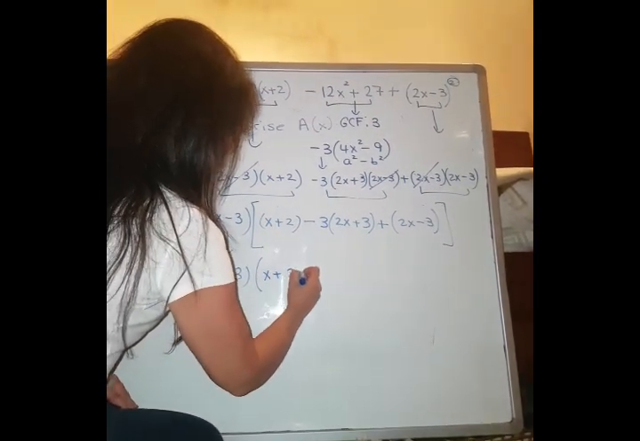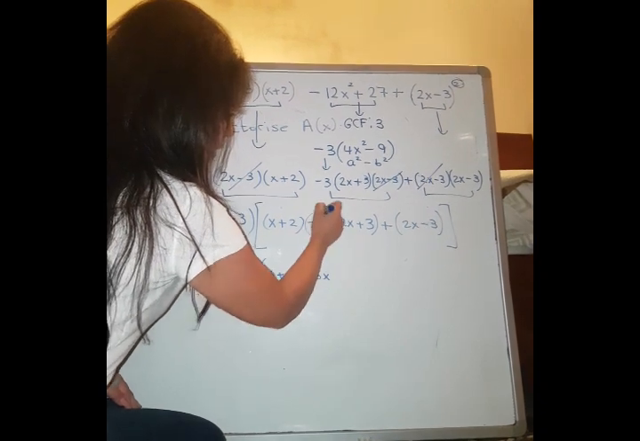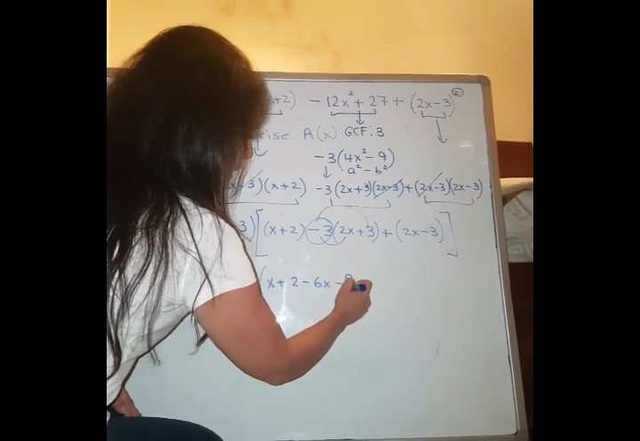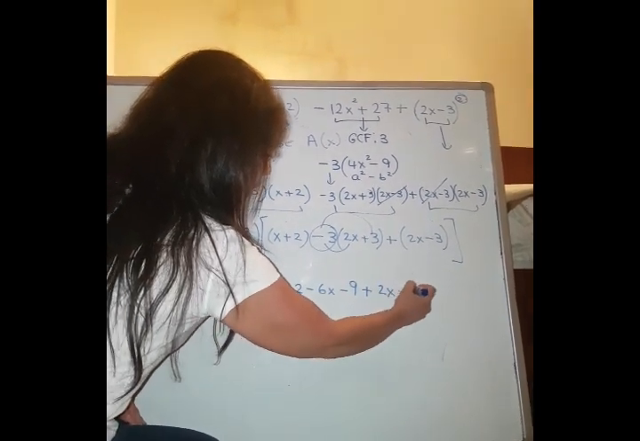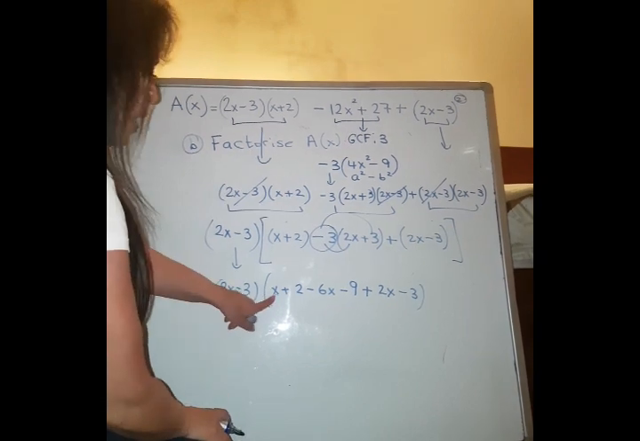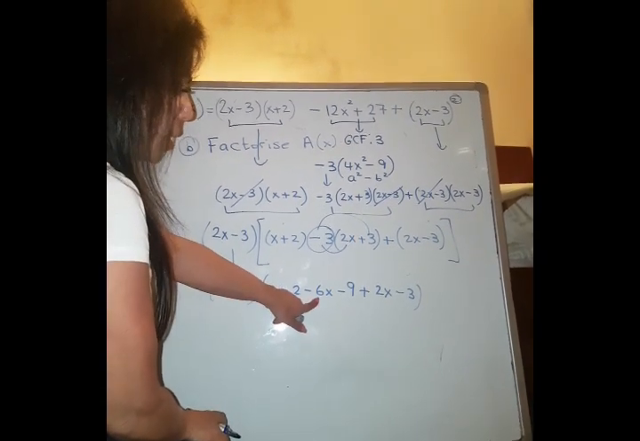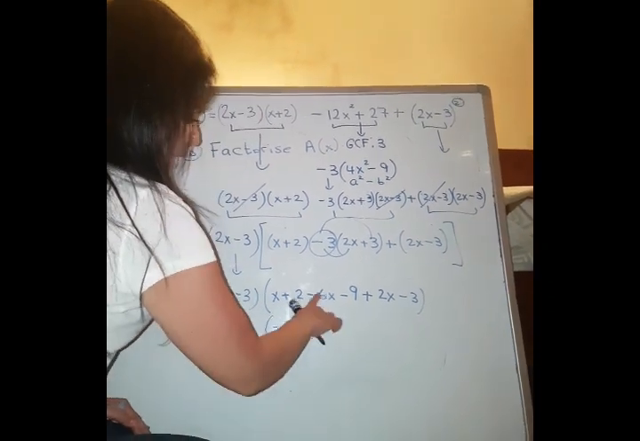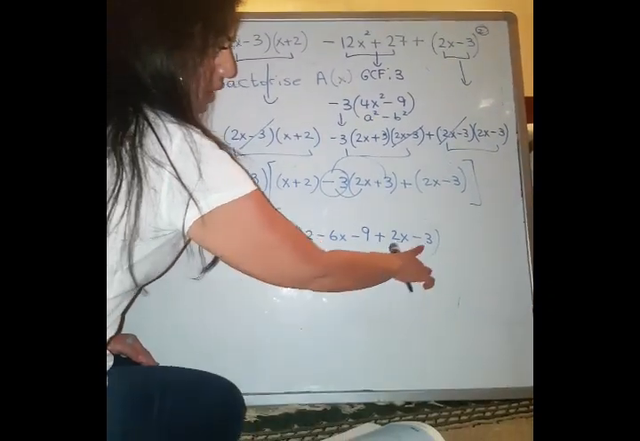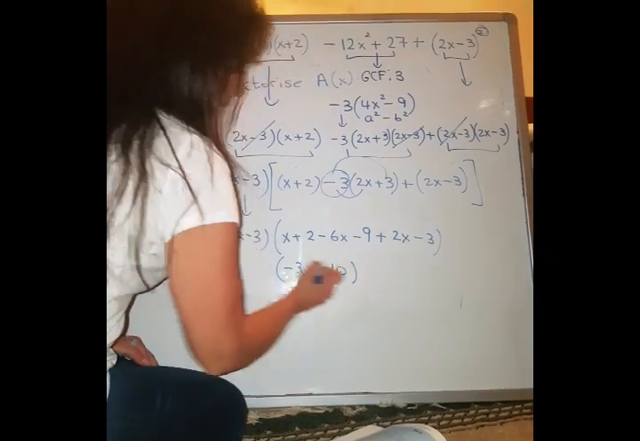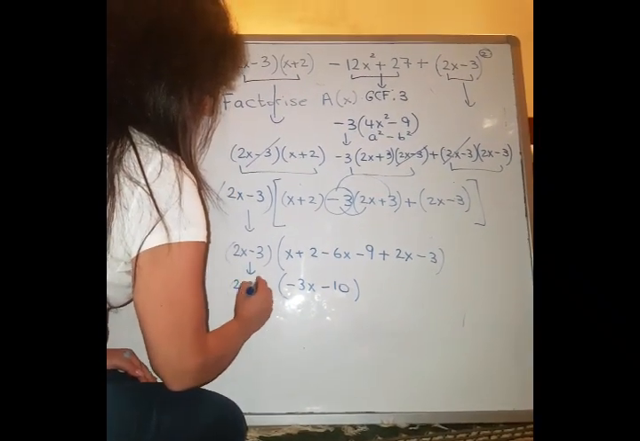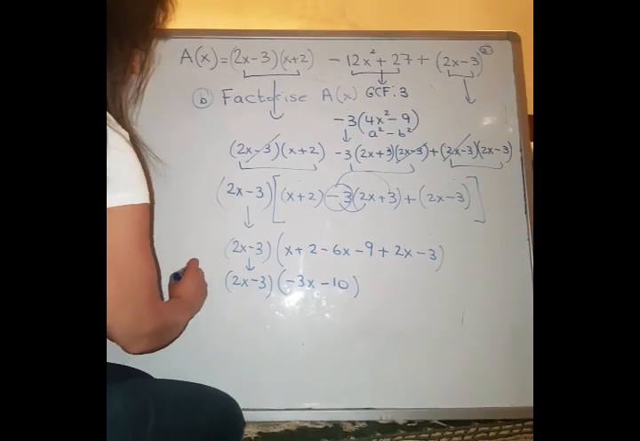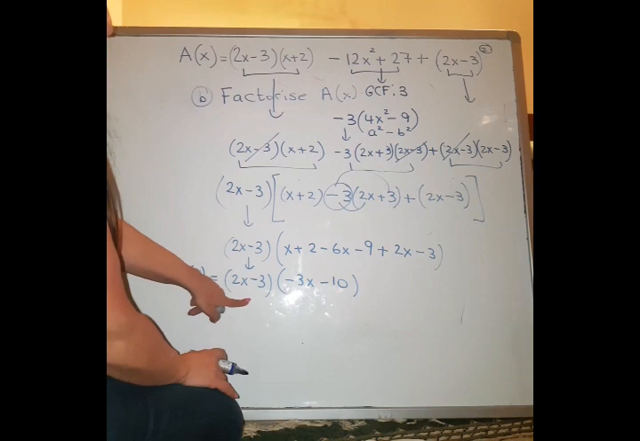X plus 2 minus 6x, minus 3 times 2x is a minus 6x, minus 3 times 3 is a minus 9, plus 2x minus 3. Where are my like terms? X minus 6 is a minus 5, plus 2 is a negative 3x, and then 2 minus 9 is a negative 7, negative 3 is a negative 10, and I bring down my common parentheses. Now, the factorization of a of x is actually this.